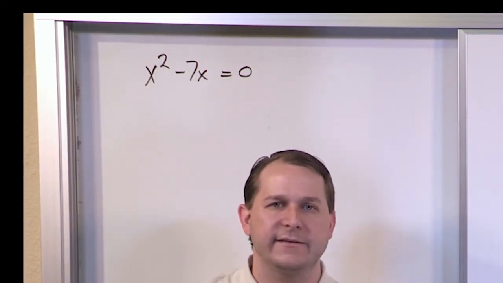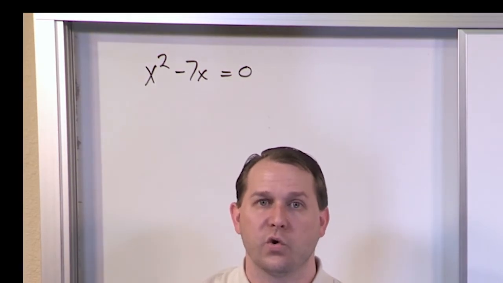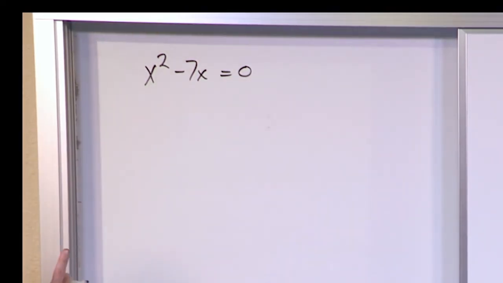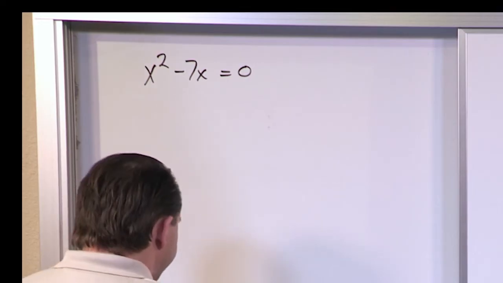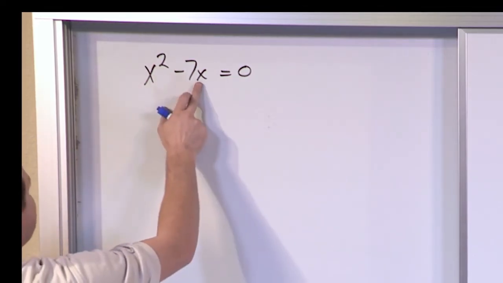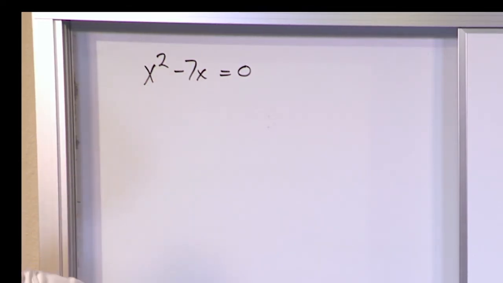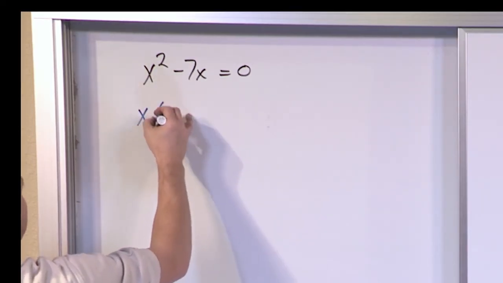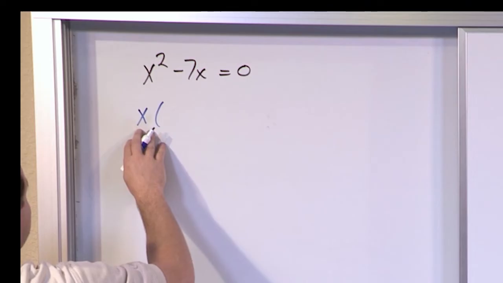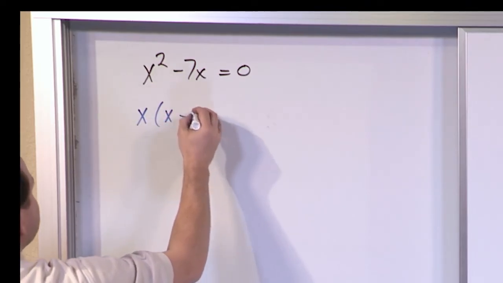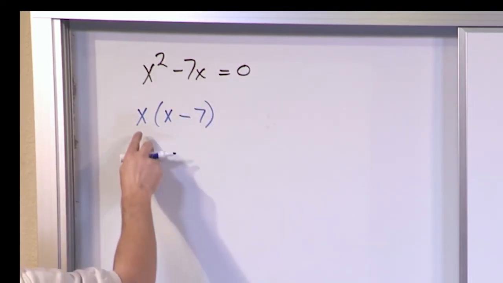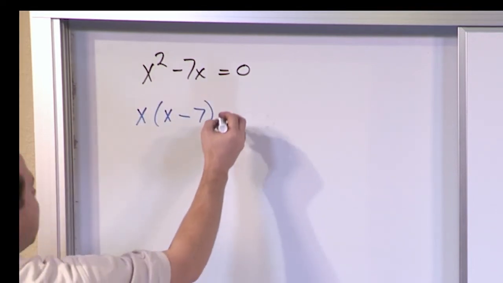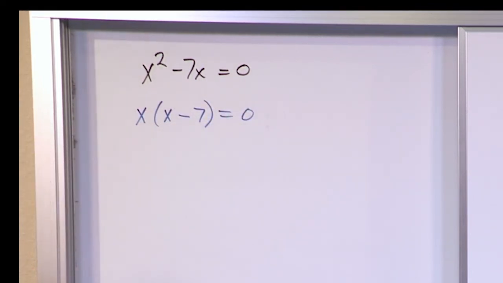There's no way to put x all by itself in one corner on the other side of the equal sign. You can't do it. But what you do notice right away is that there's an x common here and there's an x wrapped up inside here that's common. So I can factor out an x. And that's all I can factor out, but it's enough. So I'll pull this out, and what I'll have inside is x minus 7. And you can check it because x times x is x squared, x times -7 is -7x. It's still equal to 0.